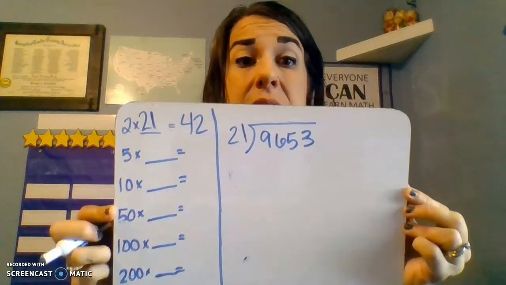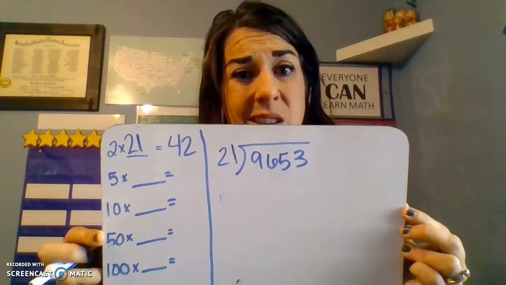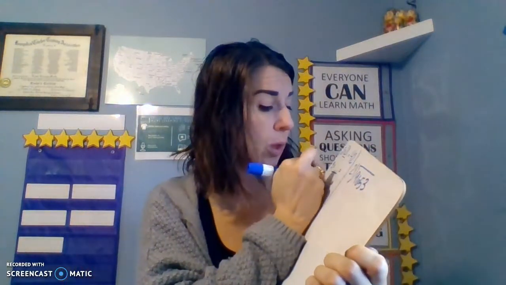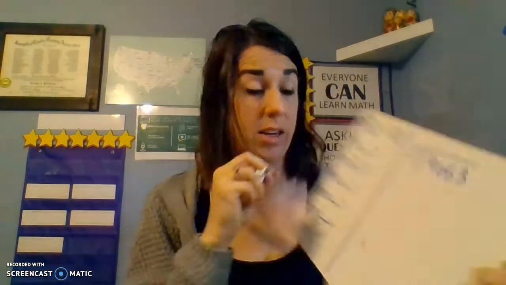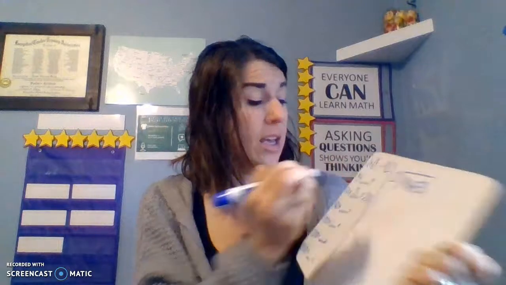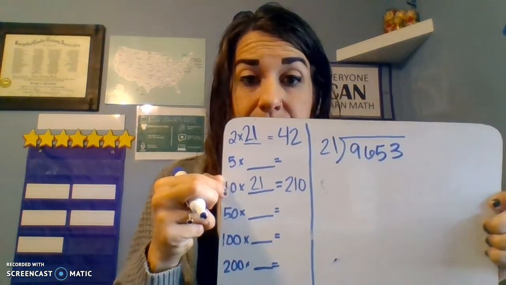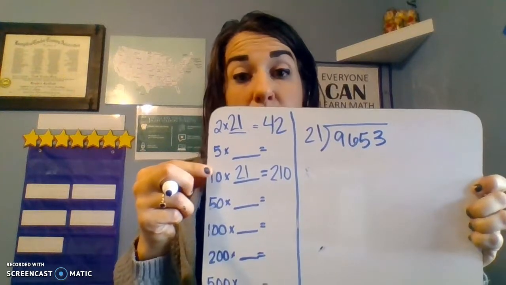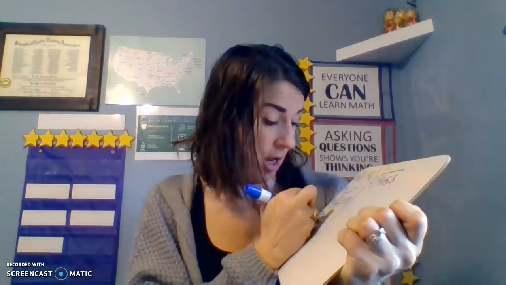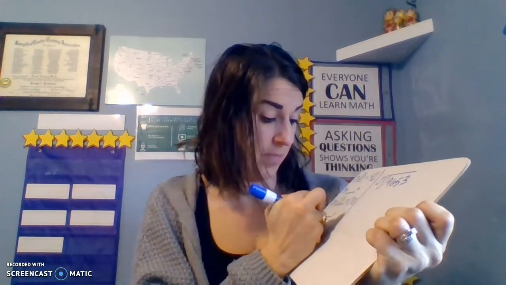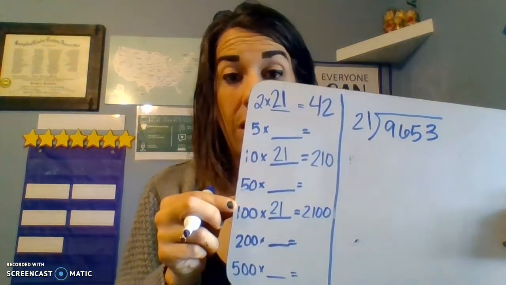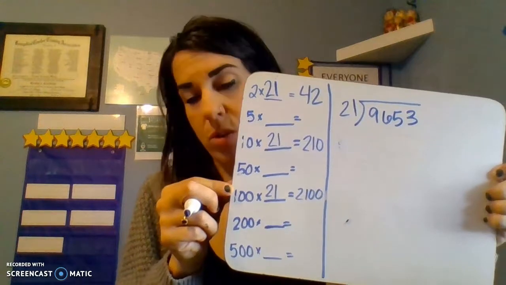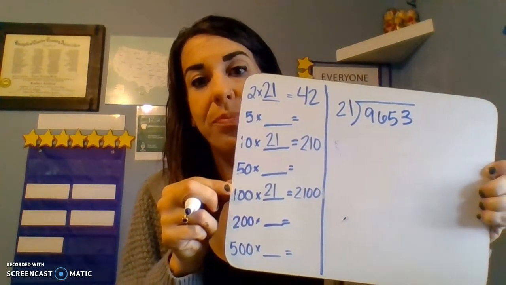Then 21 times 5, that's a little tricky, but I do know 21 times 10. Remember, I just put a 0 at the end, so I know that 21 times 10 is 210 right here. If I know that 10 times 21 is 210, I know that 100 times 21 is 2,100. Because look, 2 zeros at the end of 100, 2 zeros at the end of 21.